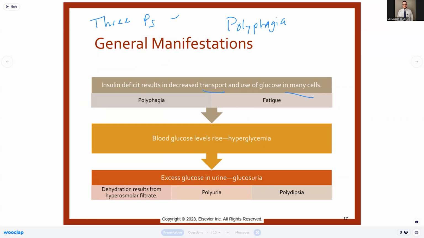We're going to be peeing a lot of urine. So the other is polyuria. We're going to have an increased amount of urine, polyuria, because our body's trying to get rid of that glucose. And because we have polyuria, it's basically a hyperosmolar filtrate problem. Because we have polyuria, we're going to be continually losing other electrolytes like sodium and other things. And so we're also going to be dehydrated and thirsty. So we're going to have polydipsia.